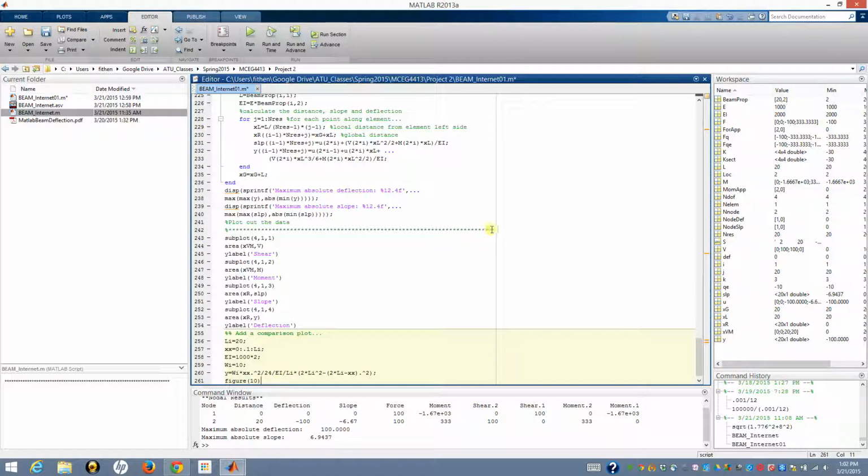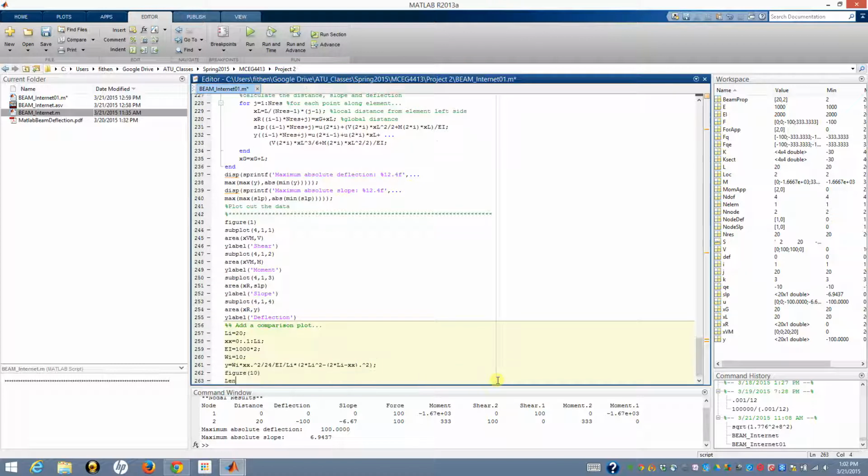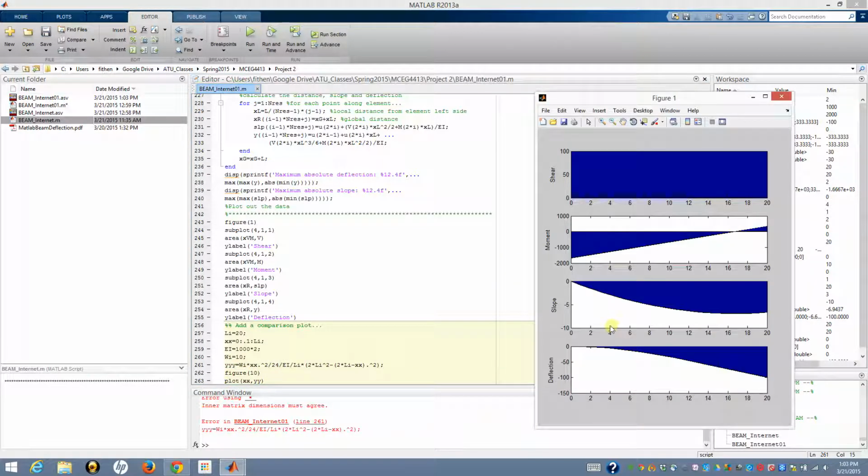And for that matter, I don't want this thing to be copied around, so I'll call this figure 1. Go down here, plot, and I'm going to plot XX versus YY. Let's call it YY. Okay, let's run this again. See what I get. I get an error. That's the first thing I get.